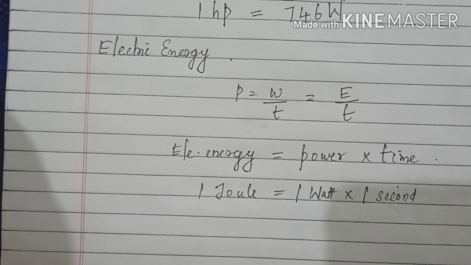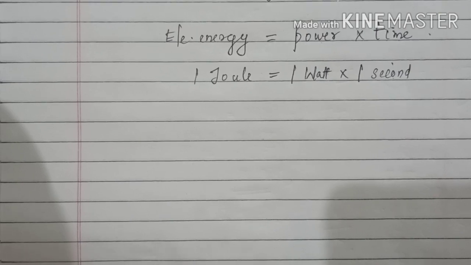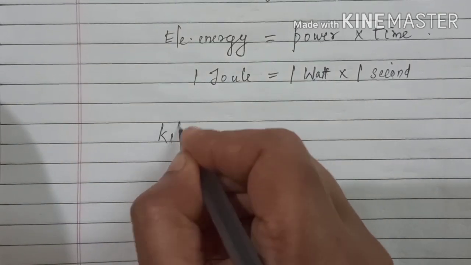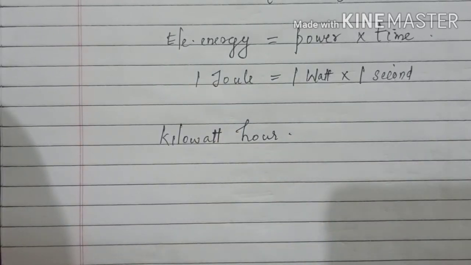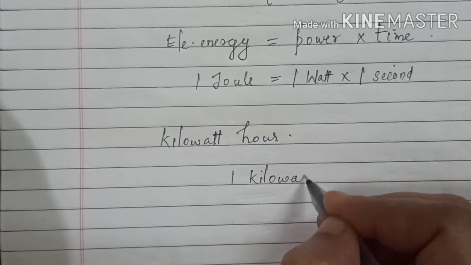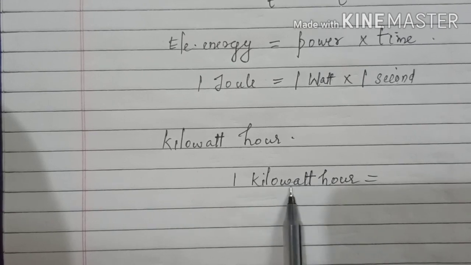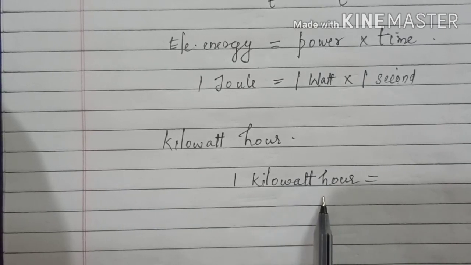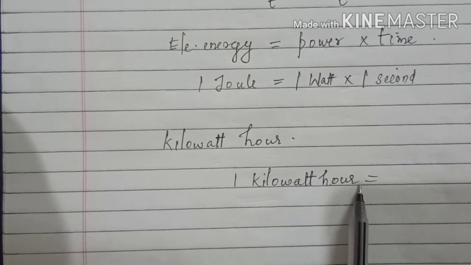Understand? Now here also you have to deal with the commercial unit of electrical energy. Very important. The commercial unit of electrical energy is kilowatt hour. Now listen, 1 kilowatt hour. This conversion is also very important. This is not in SI units, right? This is the unit of electrical energy. The SI unit of electrical energy is joules. So you have to convert this kilowatt hour to joules.